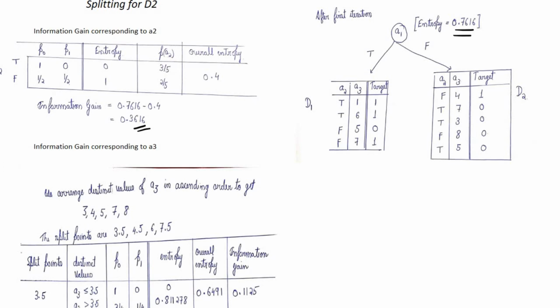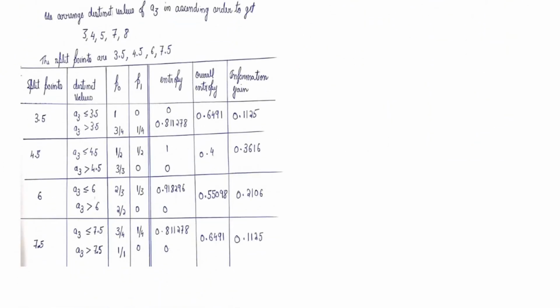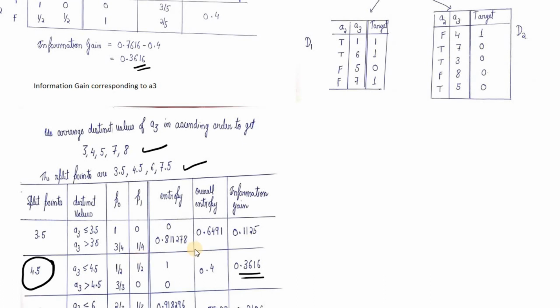Similarly, if we try to calculate the information gain corresponding to A3, we proceed in the same way. We first arrange the distinct values in ascending order, find the split points, and discard the extreme split points in this case because the root node has already been created, and calculate the information gain. Over here the maximum information gain is 0.3616, which is obtained when the split point is 4.5. We see that we get the same information gain for A2 and A3, but for a change we will select A3 and use 4.5 as the splitting criterion.